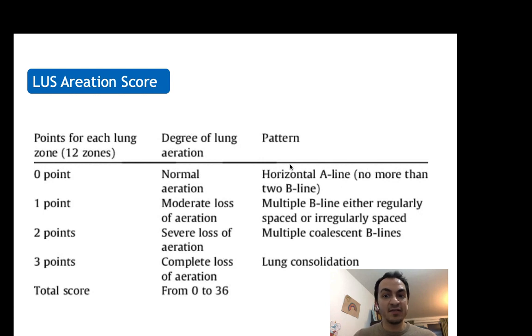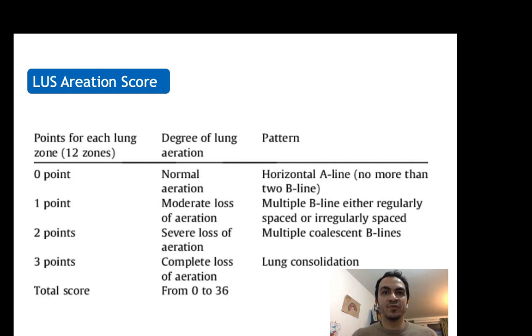So if you see A lines with no B lines or up to 2 B lines, as we said, you would give it a score of 0. If you see multiple B lines, but they are non-confluent, so they are not enough to be fused together, not causing a curtain, this is taking a score of 1 point. If you see confluent B lines making a curtain-like structure, this takes a score of 2. And if you see complete loss of aeration in the presence of consolidation, this takes a score of 3. So with this scoring, you would get a worst degree of aeration of 18 scores on the right lung and 18 scores on the left.